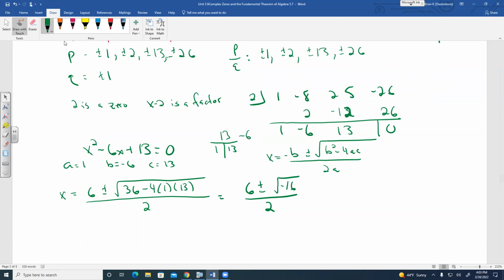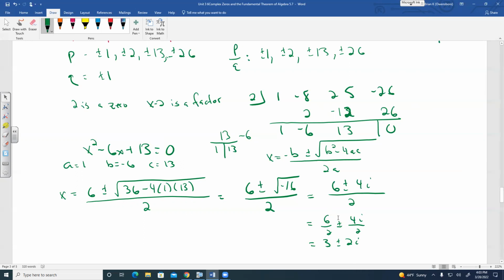So remember, the square root of a negative number is the i. So this becomes 6 plus or minus 4i, because the square root of 16 is 4, and that negative comes out as an i. So now we're allowed to separate this as 2 separate fractions. So that's 6 over 2 plus or minus 4i over 2. So 6 over 2 turns into a 3. 4i over 2 turns into a plus or minus 2i, since I can divide 2 into 4 and get 2. So I have 3 plus or minus 2i.